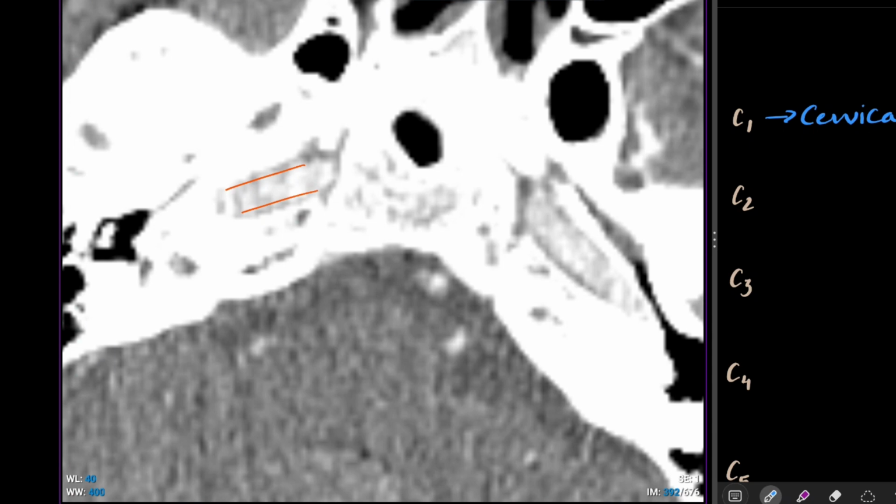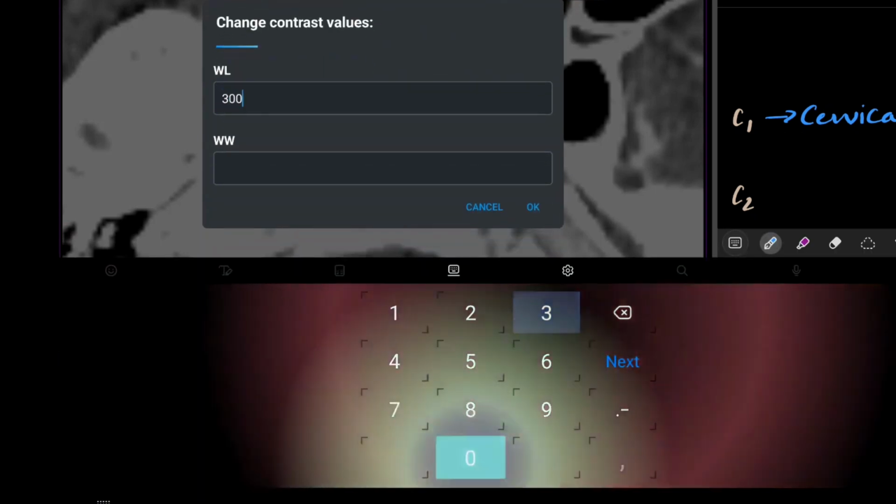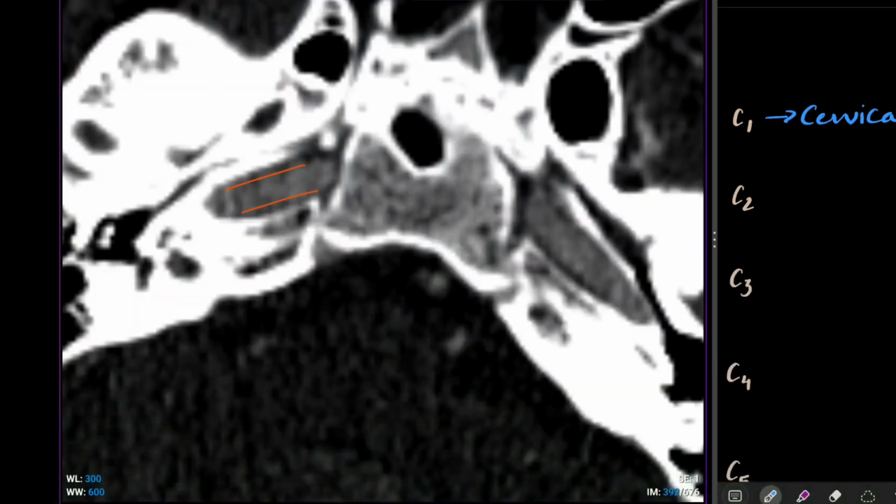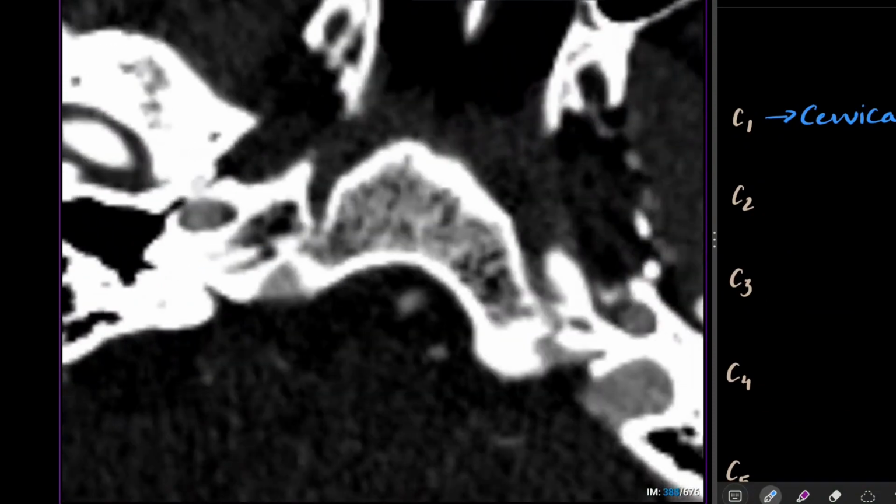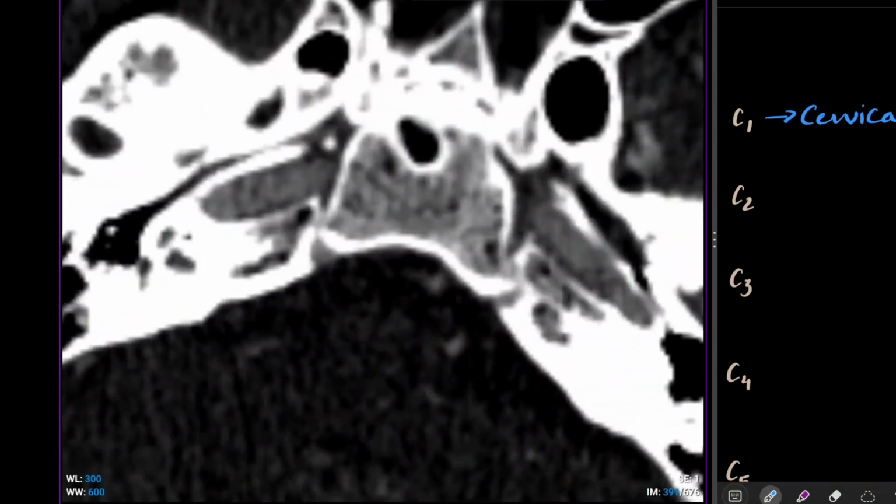Here, due to the contrast difference between the artery and the bone, and due to the window level, we are not able to see it properly. So I am changing to bone window in order to delineate it well. Here we can see the internal carotid artery present in the carotid canal. Here we can see the foramen ovale. Just lateral to it, we can see the foramen spinosum, and over here, this is the foramen lacerum.